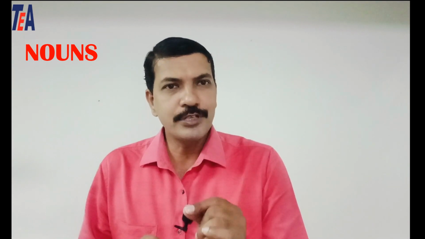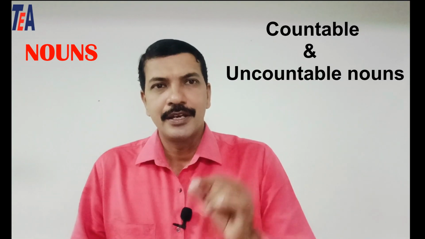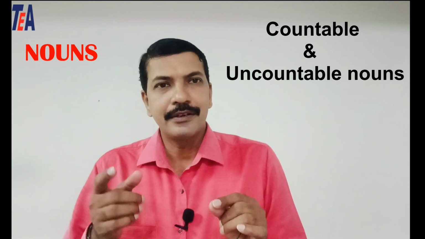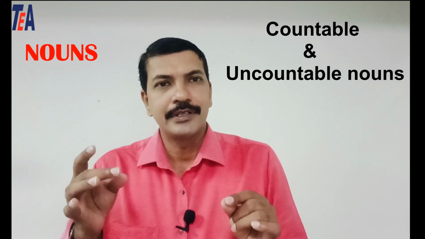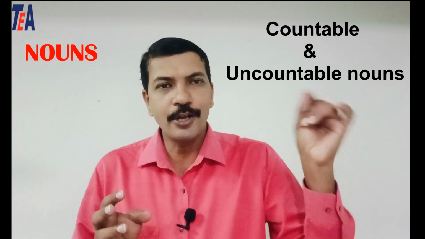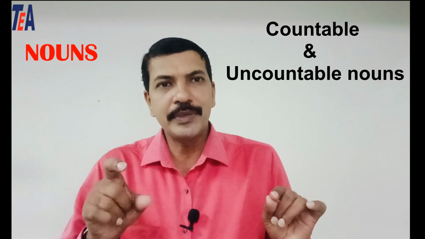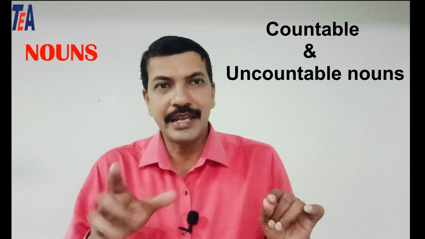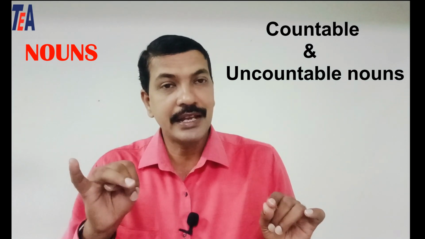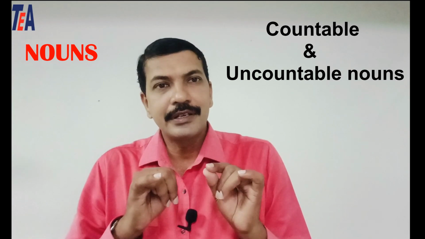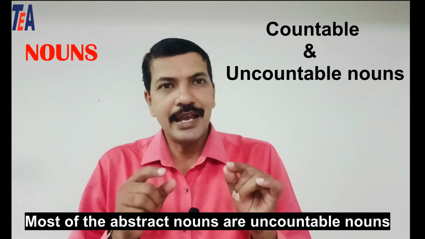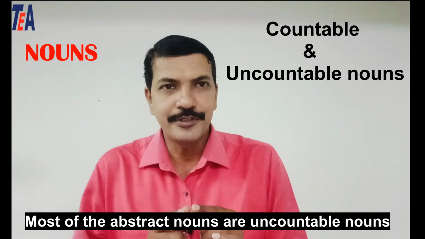Let's look into countable and uncountable nouns. Do you know the meaning of countable and uncountable nouns? A countable noun is a noun which can be counted, like an apple, a book, the house. But uncountable nouns are those nouns which cannot be counted. These uncountable nouns are small particles like sugar, liquid forms like water and milk, and some abstract nouns like ideas. It is not possible to count these, but we can measure them. Most abstract nouns are uncountable nouns.